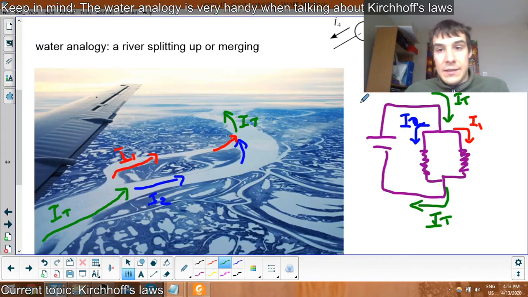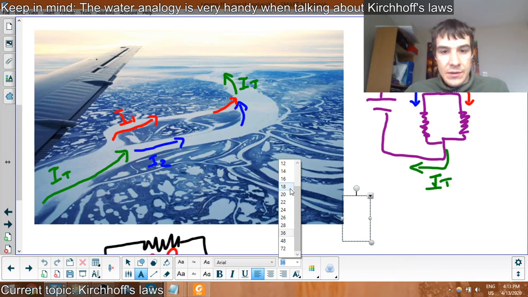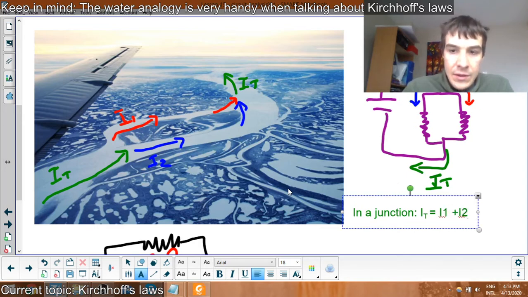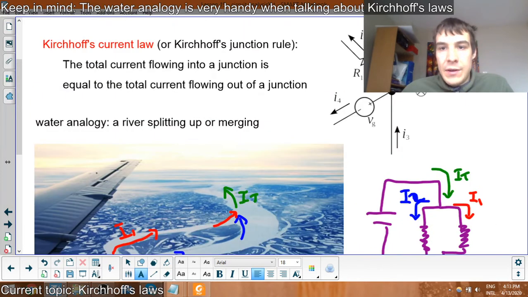So specifically, it says that in a junction, IT splits into I1 plus I2 plus I3, that kind of thing. So here, whatever current flows in is equal to the 3 currents flowing out.